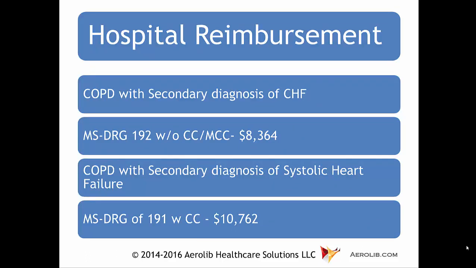Let's take a look at hospital reimbursement for different diagnoses coded. First is COPD with secondary diagnosis of CHF. The MSDRG would be 192 without comorbid condition or major comorbid condition, and the hospital reimbursement would be the figure stated. Second is COPD with secondary diagnosis of systolic heart failure. Here the MSDRG would be 191 with comorbid condition and hospital reimbursement would be in 10,000.